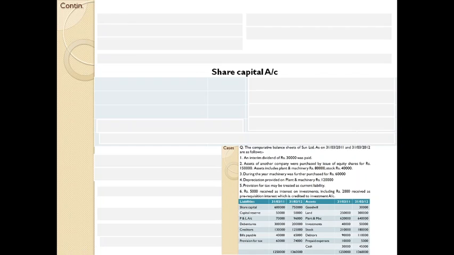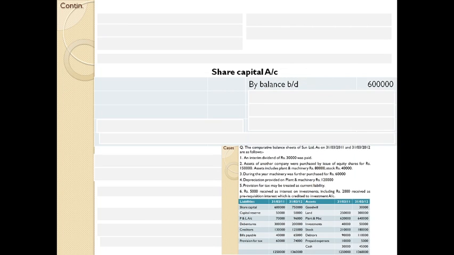And finally, interest on investment. If you go through it, you can see that there is an investment whose opening and closing are given, so you have to prepare the investment account. Just go through that adjustment. This is how you have to find what all accounts have to be prepared on the basis of additional information.